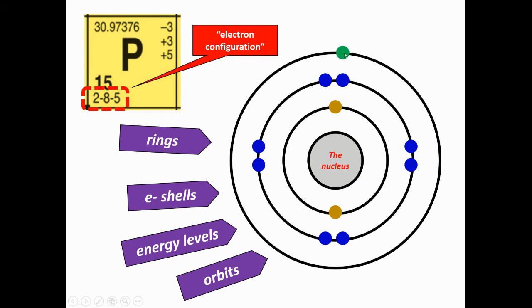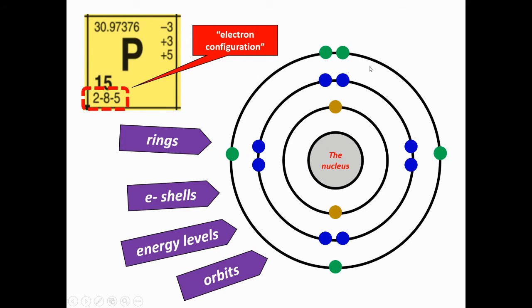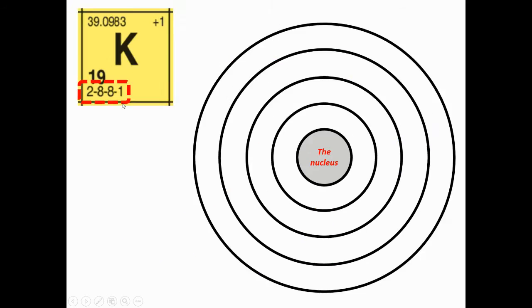So we start at the top, 1, 2, 3, 4, 5. Again, they like to be spread out, but they like to be in pairs. Don't worry too much right now about the particular pattern. Just be able to count how many electrons are in each shell or each ring or each energy level or each orbit, okay? So that's phosphorus. It's got a 2-8-5 electron configuration. And you get that information from your periodic table right here.